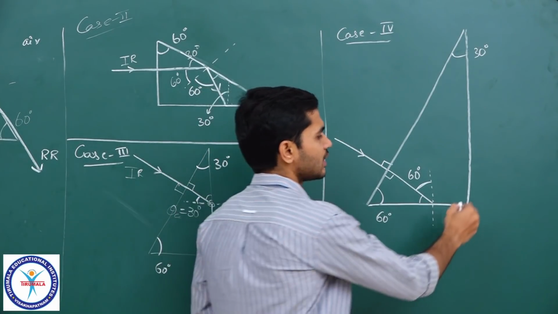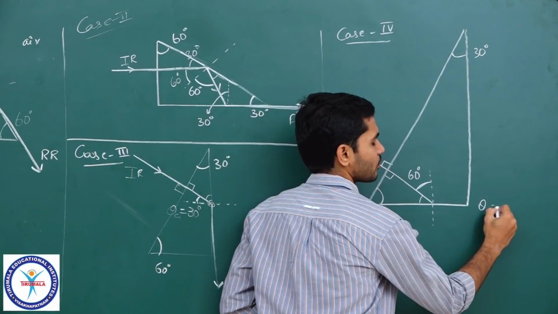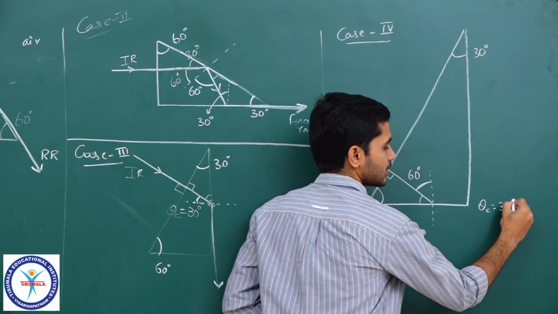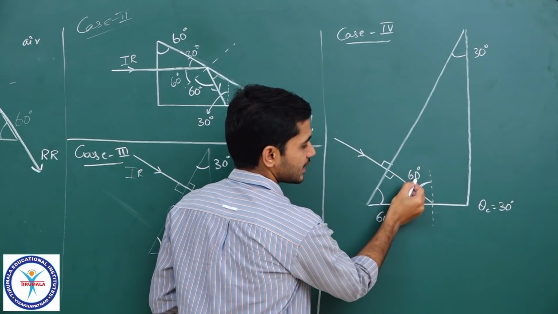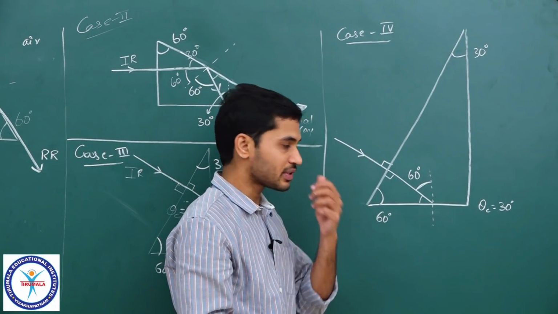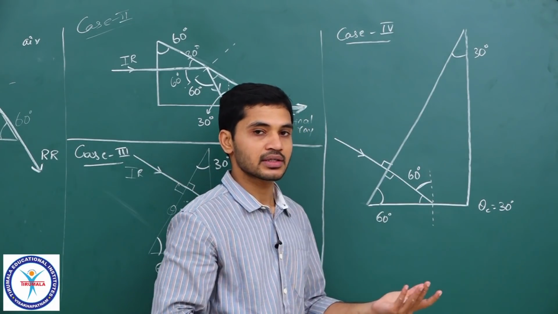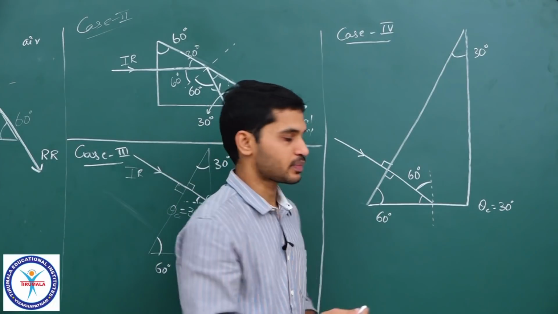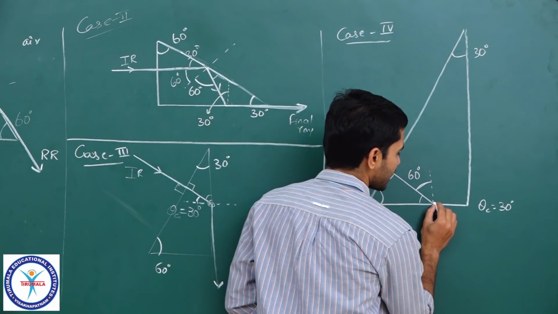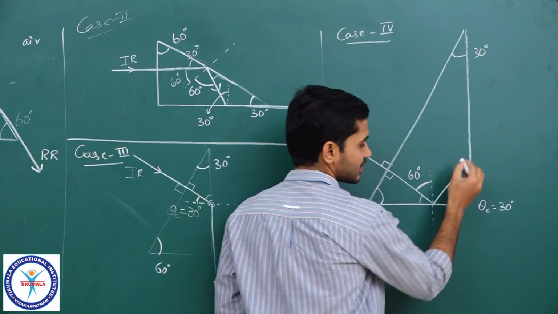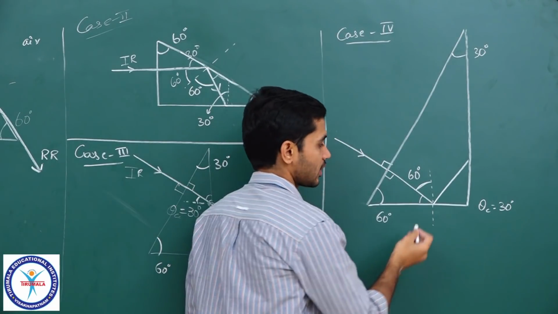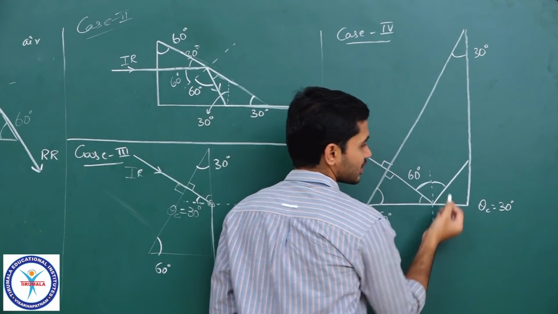Now you know that theta c even in this case is also 30 degrees, but the light ray is incident at an angle of 60 degrees. So what happens in that scenario? The light ray reflects back, TIR takes place. So this light ray will get reflected back and it strikes this surface this time. So this angle will be 60 once again.